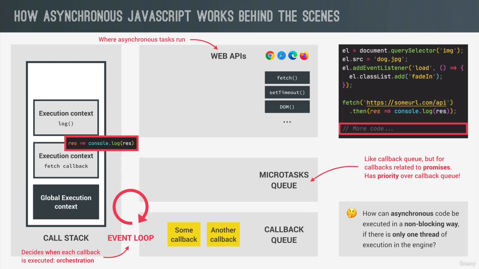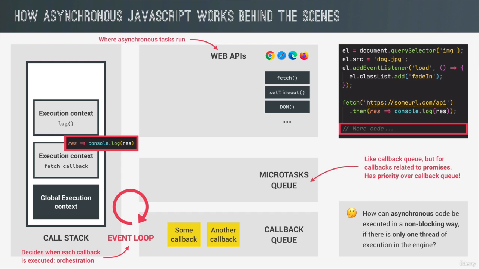Now, if one microtask adds a new microtask, then that new microtask is also executed before any callbacks from the callback queue. And this means that the microtasks queue can essentially starve the callback queue, because if we keep adding more and more microtasks, then callbacks in the callback queue can never execute. Now, this is usually never a problem, but I just wanted to mention this possibility here anyways. Who knows? Maybe this will be an interview question for you someday. And if so, you would now know the answer.